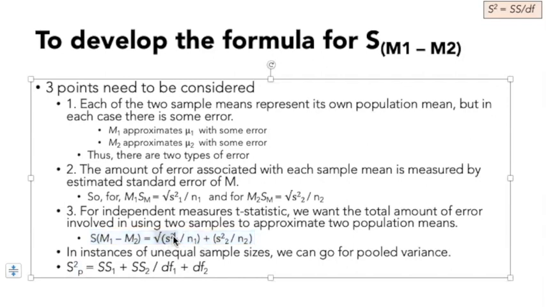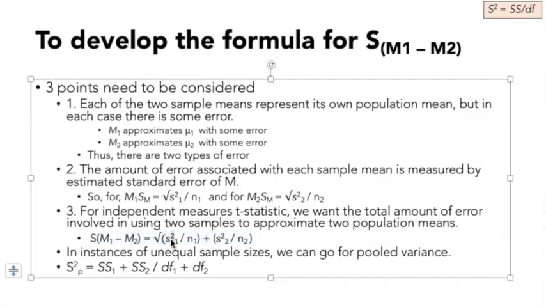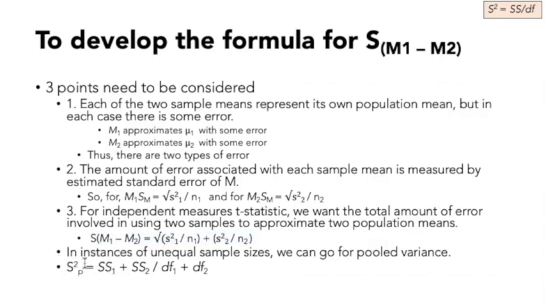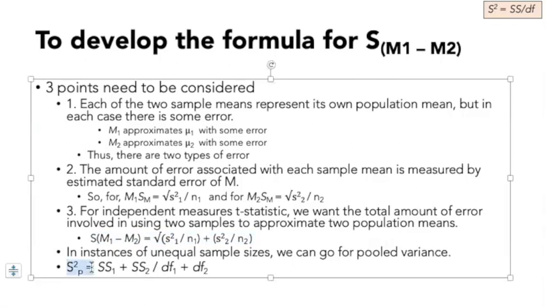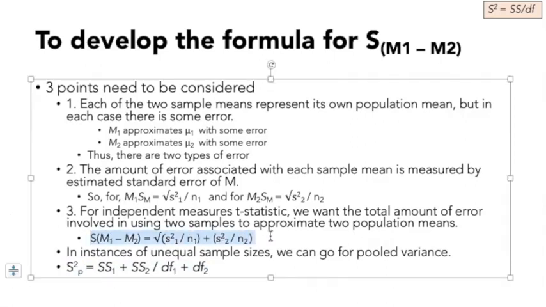But if you have unequal sample sizes, in that situation, instead of the variance of that group, you would be substituting, or using, the pooled variance. Pooled variance has to be calculated through this formula: sum of squares of group 1 plus sum of squares of group 2, divided by degrees of freedom of group 1 plus degrees of freedom of group 2. Okay, so this is the basic formula.